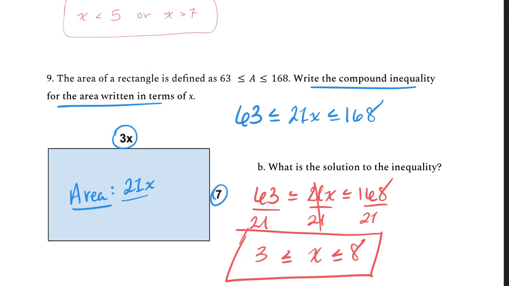And just for good measure, let's go ahead and graph that with a makeshift number line. We have 3, we have 8. This is an and inequality. We're going to fill them both in because they have the equal to part, and they're going to connect in the middle.